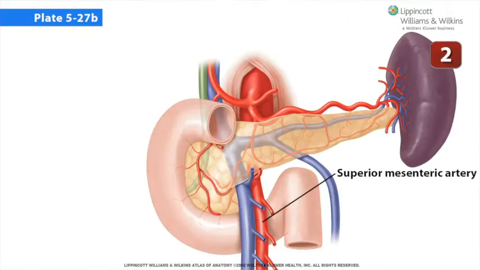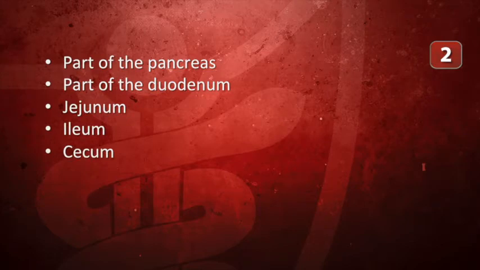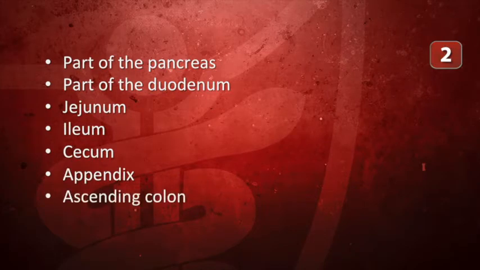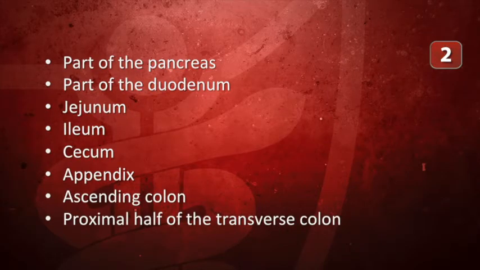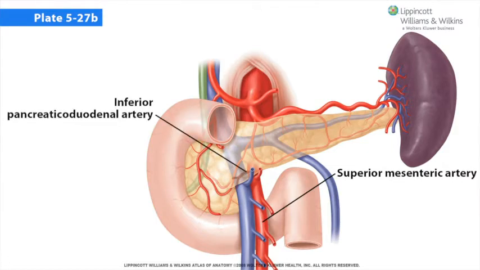The superior mesenteric artery supplies structures that arose from the midgut of the embryo, that is, part of the pancreas and duodenum, the jejunum, the ileum, the cecum, the appendix, the ascending colon, and the proximal half of the transverse colon. Usually, the first branch off of the superior mesenteric artery is the inferior pancreaticoduodenal artery, which bifurcates around the head of the pancreas into anterior and posterior branches.